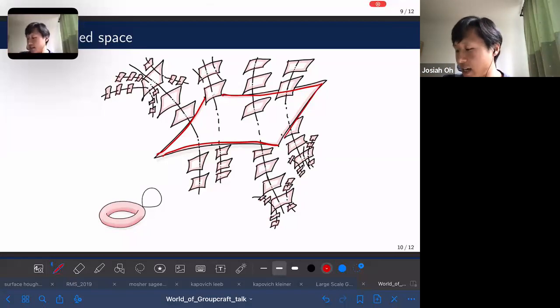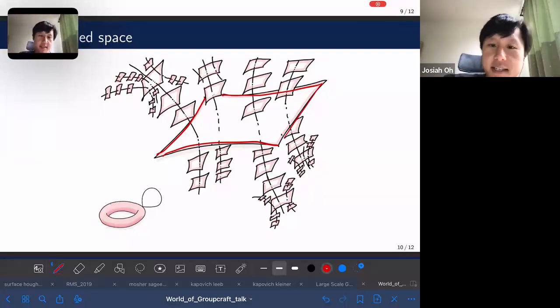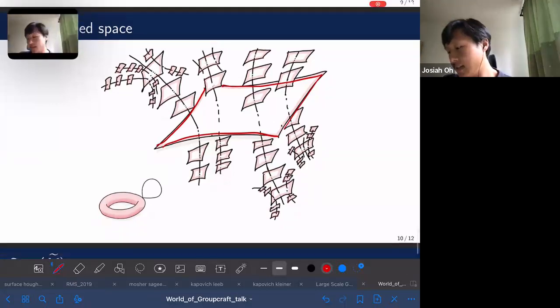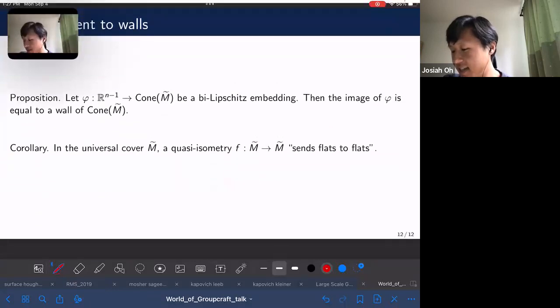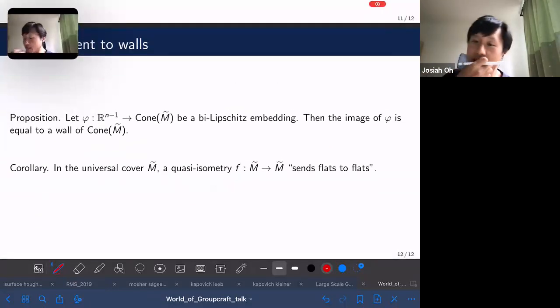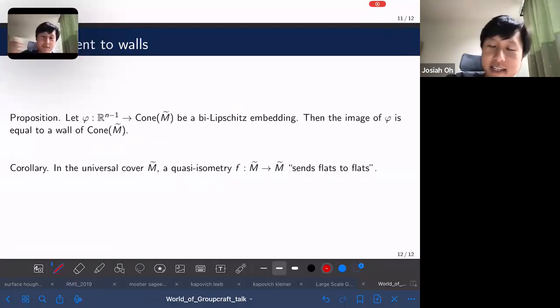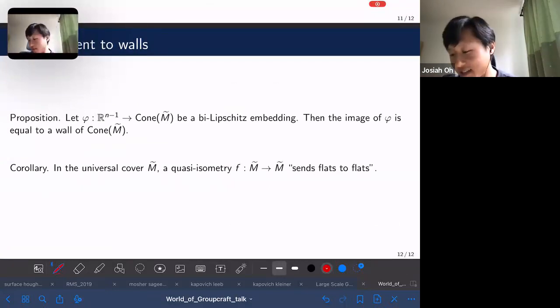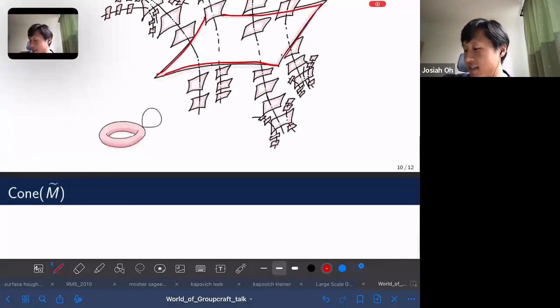You'll notice that here we have some flats, and that's indeed the case in the author's situation as well. And essentially what they do is they show that these flats get sent to flats. So on the level of the asymptotic cone, they show that any bi-Lipschitz embedding of Euclidean space, the image has to be equal to, okay, I didn't say what a wall is, just replace the word wall with flat. And then when you go back down to the universal cover, that implies that the quasi-isometry you're studying is sending, I wrote in quotes, flats to flats, because of something I forgot to mention.